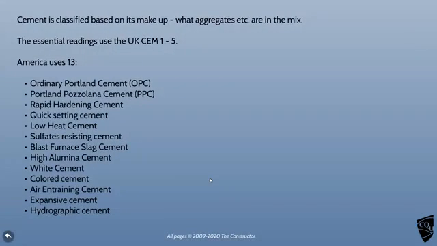You've got classifications of cement. I like the American ones because there's more of them and they're easy to understand. There's 13 types. So you've got ordinary Portland cement, Portland pozzolana cement, that's with the volcanic material in it, rapid hardening, quick setting, low heat, sulfate resisting. You can use blast furnace slag, makes quite a lightweight one, high alumina, white coloured, lovely. You can look them all up, that all comes from the Constructor.